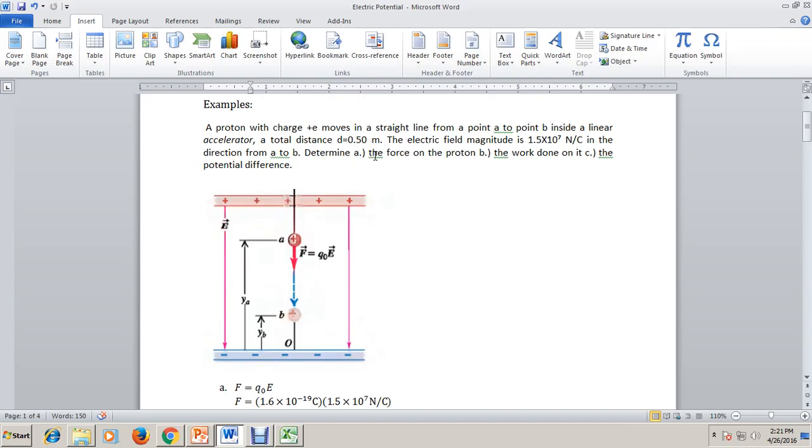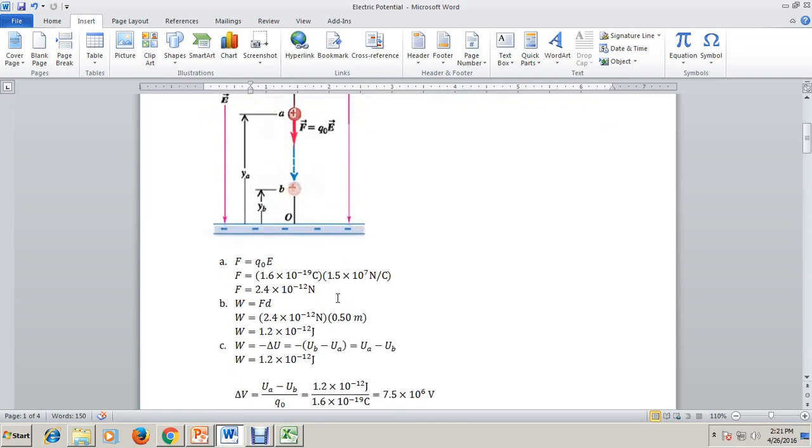So the question is, how much force was experienced by the proton as it moves from point A to point B? Okay, so just like what we have discussed before, the force is simply equal to the product of Q sub 0 times E. Remember in our discussion on Coulomb's law, the electric field can be found by the ratio between the force over your test charge. So this time, our test charge is our proton, and solving for force instead of the electric field, we have force is equal to Q sub 0 times E.